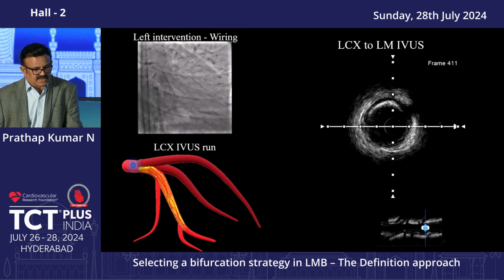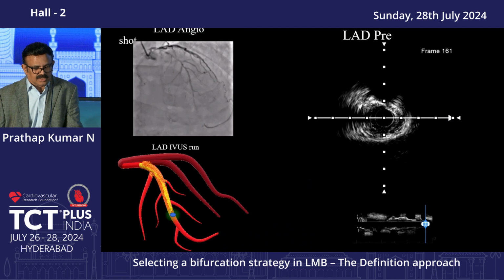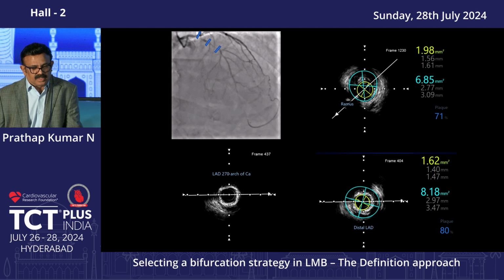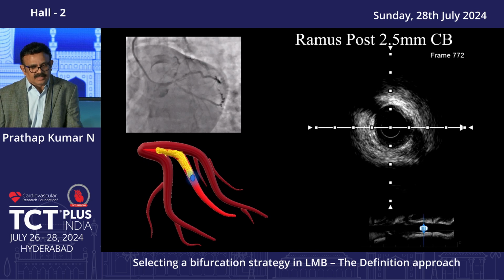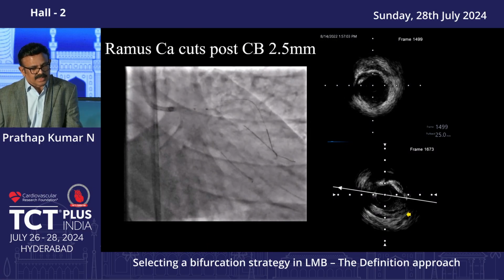LCX to LM IVUS assessment. We understood there is a 2.29 area and 1.79 in the proximal circumflex. This was the area I understood. Then we did an LAD. This was actually the area created, 1.98 and 1.69 with a severe calcium. Then we did a ramus. We actually decided on a cutting balloon and then did it. All without contrast.